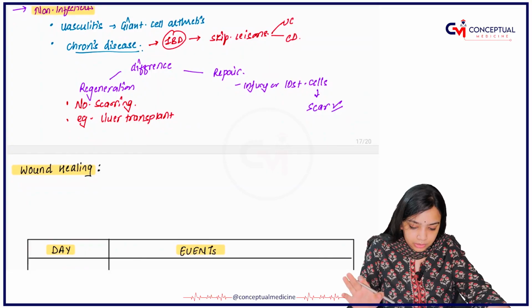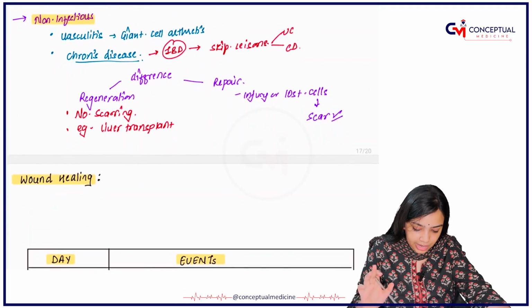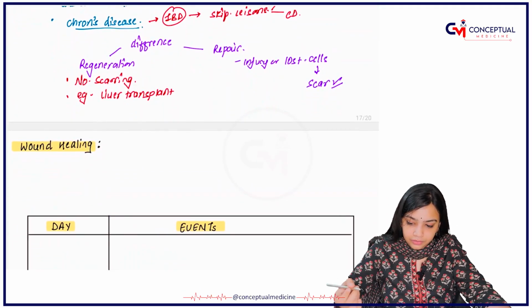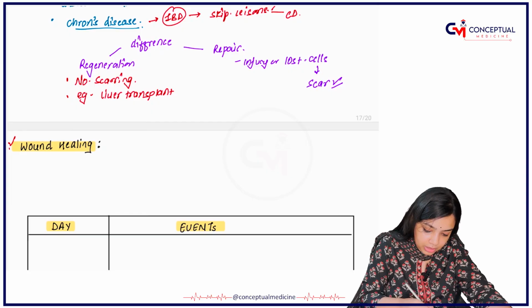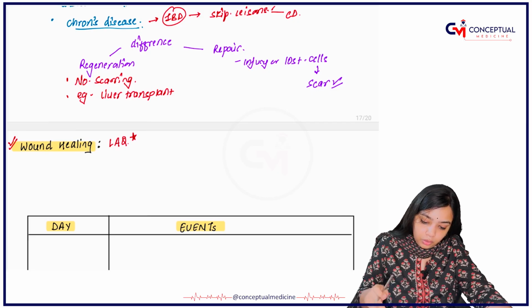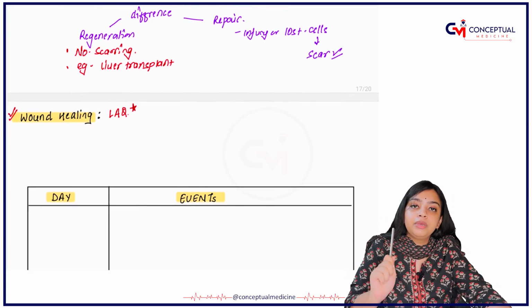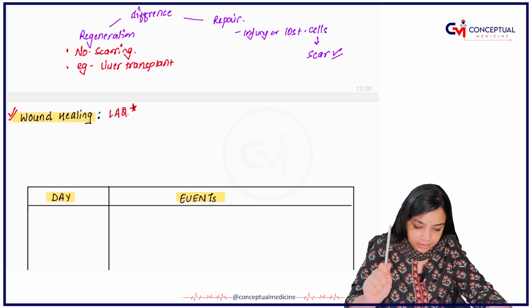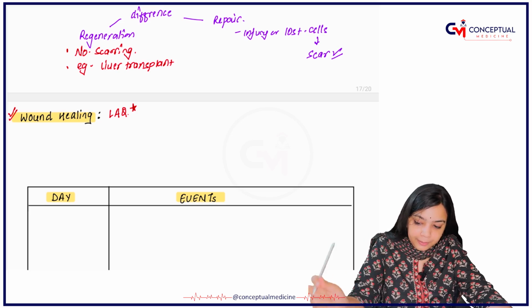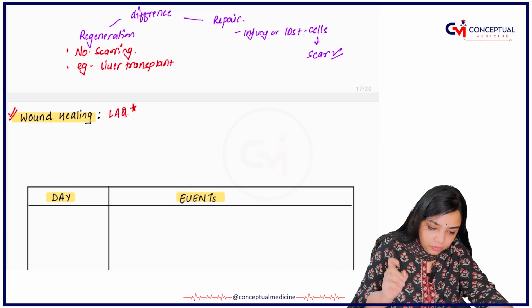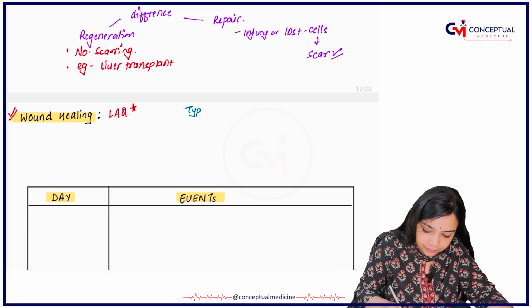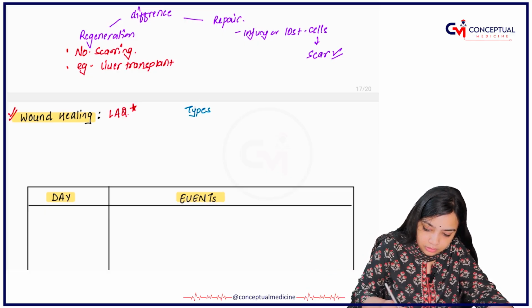Now this was all about the inflammation part, okay, and the granuloma part. Next you have a very important topic, and guys, trust me, this will be your long answer type question in your university exam. So you have to be very thorough with it and very prepared about it, right? So let's start with wound healing. The types of wound healing you have are, first one, the primary intention.